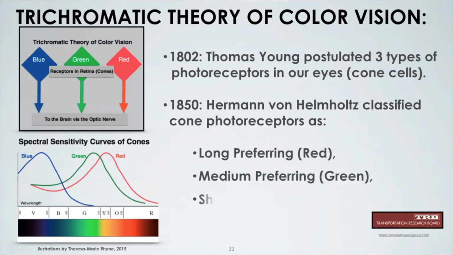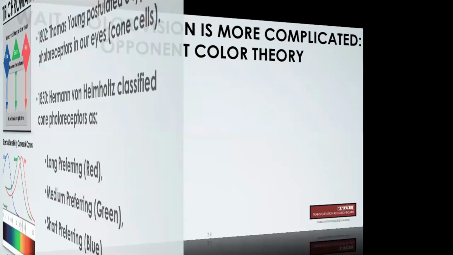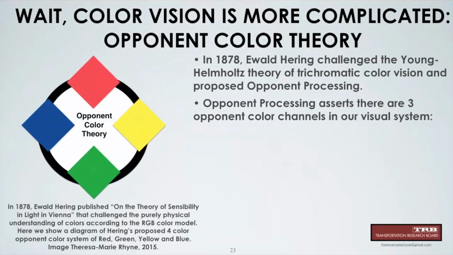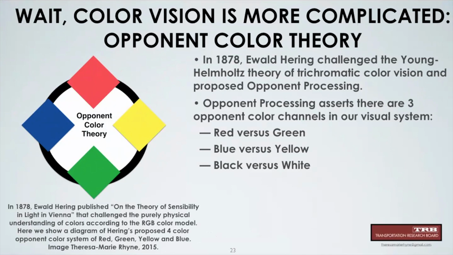So there's another theory called opponent color theory. In 1878, Hering challenged Young and Helmholtz and said, hey, we're not like cell phones. It's not like the cones fire and we see the color. What happens is something else. If color comes into my eyes, there's something else going on in the processing, and it's true. Color goes from your visual system, through your eyes, up to the optic nerve.